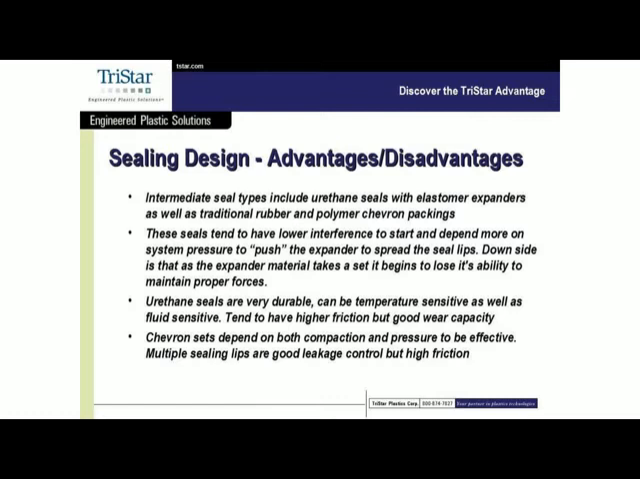So the urethane that is used is extremely durable. It's a little temperature sensitive, in that operating temperatures of urethanes are generally in the low to sometimes mid 200 Fahrenheit. A little bit higher friction, but they're very good in terms of their abrasion resistance and pretty good with their wear properties. And then finally, the chevron sets, they're depending on both compaction and pressure to be effective.